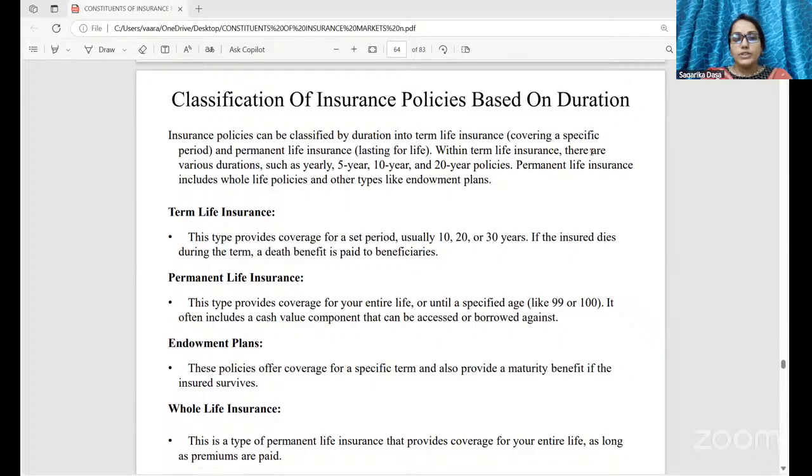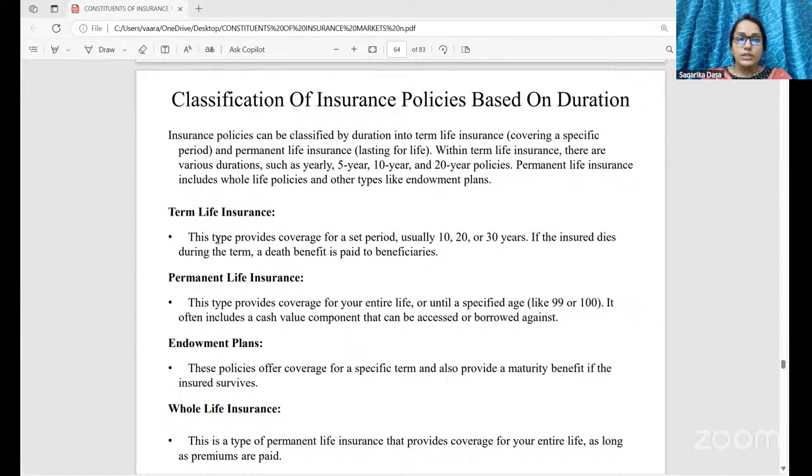Within term life insurance, there are various durations such as 5 years, 10 years, 20 years policies. Permanent life insurance includes whole life policy and other types of endowment plans. Now, these are the various types which we have already discussed in the previous sessions. Let me give you an overview of it.